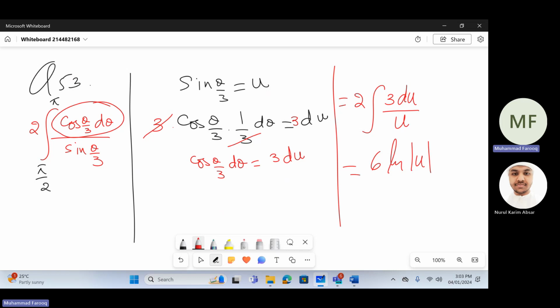Don't write plus c. We have limits. Put back the u value: 6 ln absolute value of u, where u is sine theta by 3, and it has limits from pi by 2 to pi. So now please substitute the upper limit in the answer and minus the lower limit in the answer. So hopefully you get the answer, please.